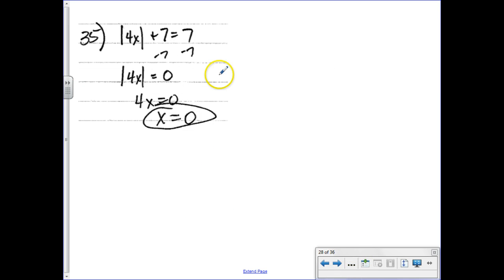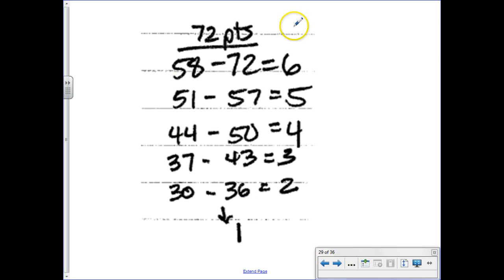And the last one was pretty straightforward. Because it's equal to 0, you get one solution. So here's kind of a grading scale that I used for this assignment, since there were so many points on there. You can self-score that way.